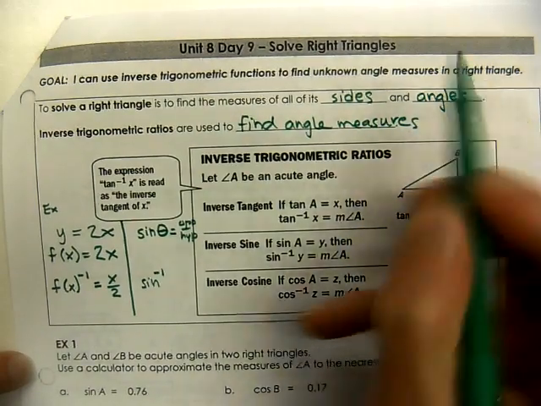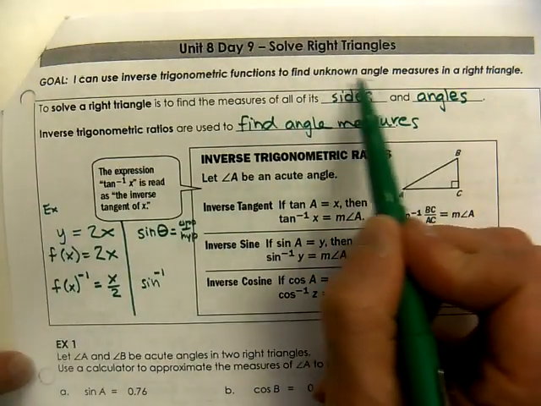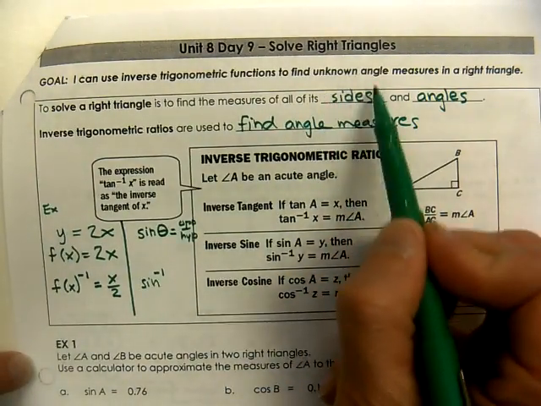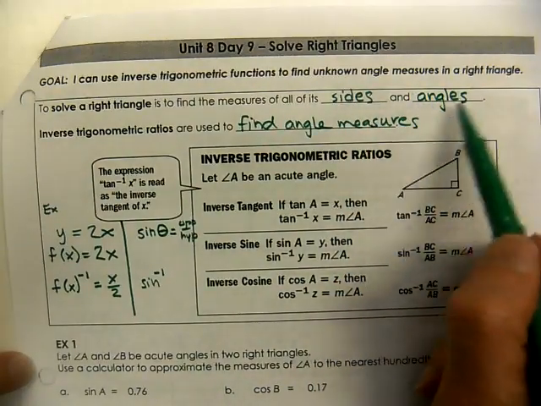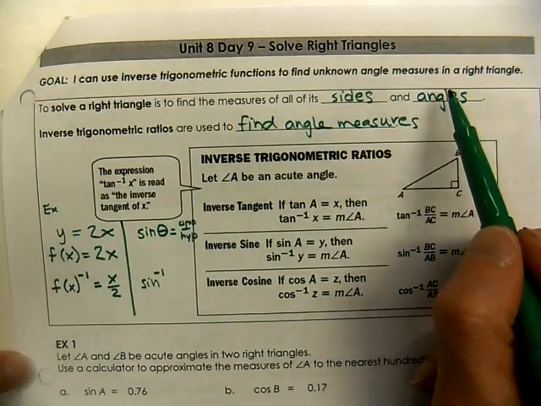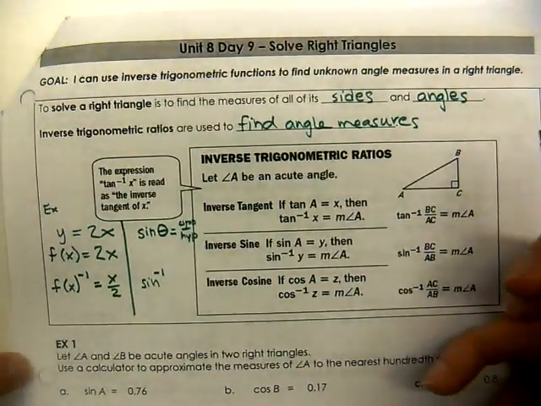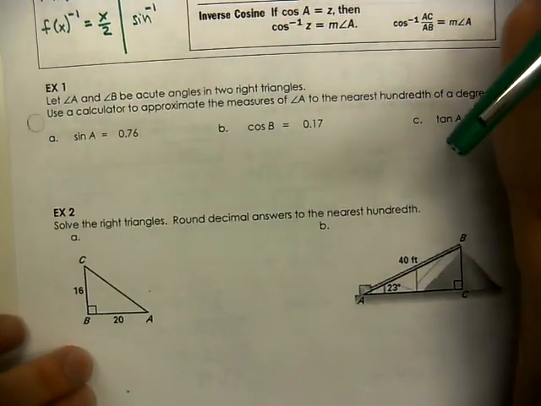So what that means is if we're finding the sides, like in the past, we could use Pythagorean theorem if we had enough information. We could use sine, we could use cosine, and we could use tangent. But if we want to find missing angles, we might have to use inverse sine, or inverse cosine, or inverse tangent. So take a look at example number 1.